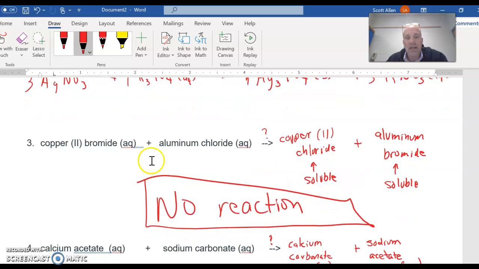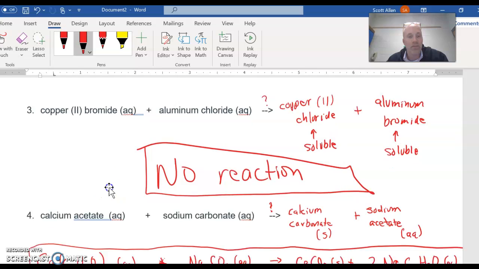In the next problem, notice I put a question mark here because we don't know whether a reaction is going to occur until we determine the solubility of the potential products. Switching the negative parts, or the anions, of the ionic compounds, both of those in this case would be soluble, so no reaction would occur. You don't need to continue on with that problem past that point.